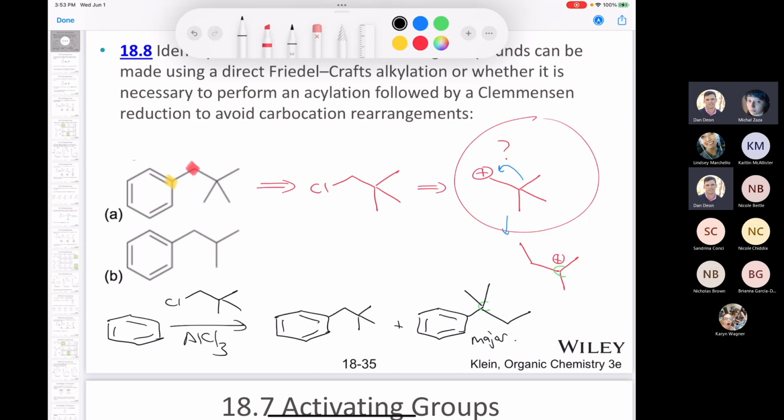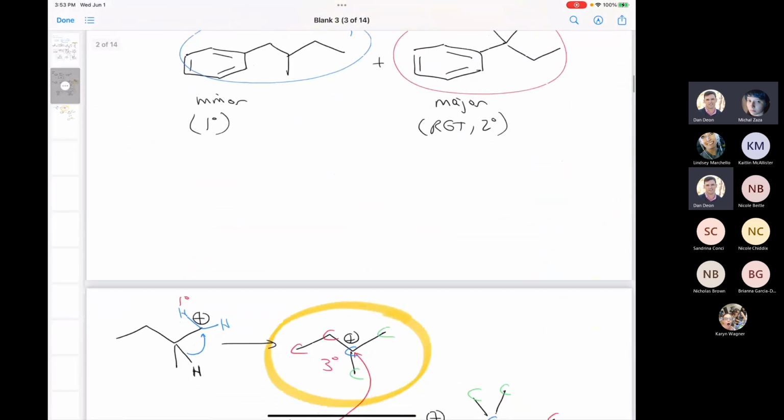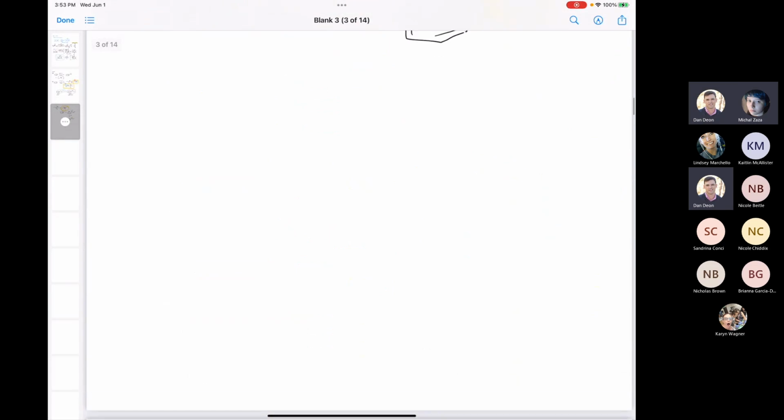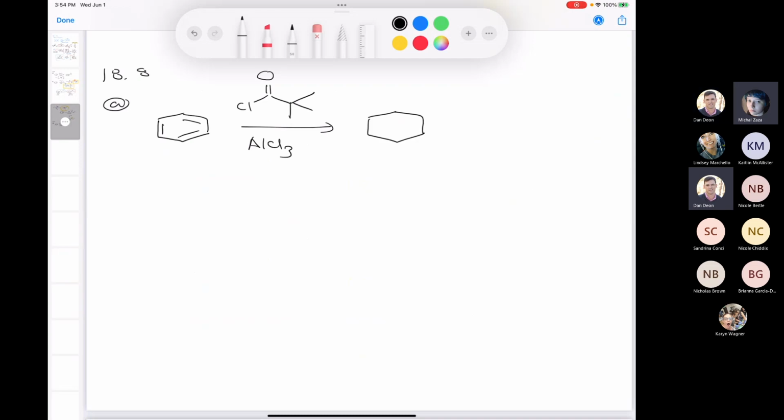So let's go over to a blank document, and we can't do this without drawing something pretty. So let's draw a pretty reaction here. What would that look like? What I think would be a better strategy, so this is 18.8A. The strategy you would want to take would be to take benzene and then treat it with the acid chloride, like this, with AlCl3, and that's going to give you the acylation product. So you end up with this ketone, like this.